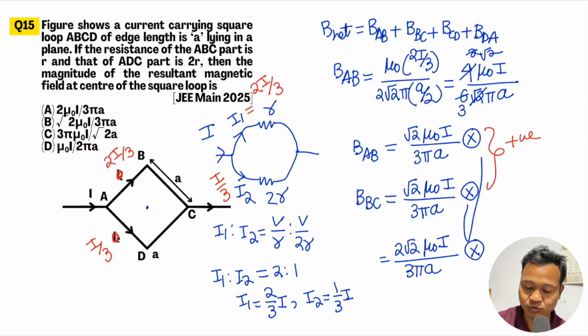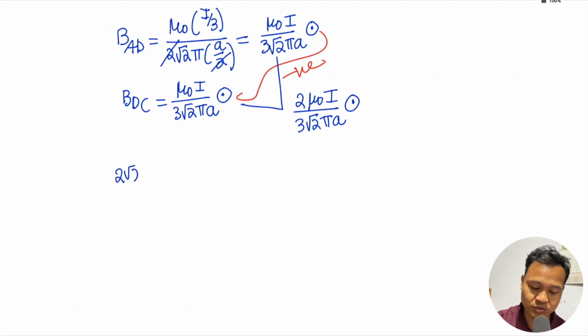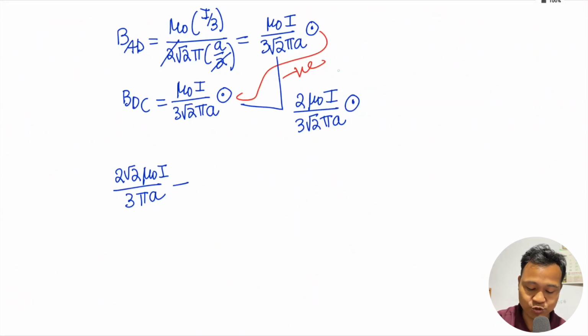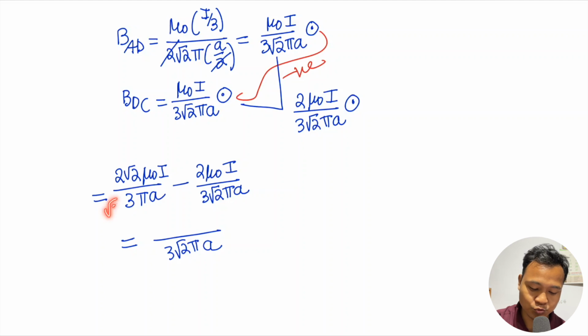Now I have to add these 2. The first resultant is inward, and the other is outward and negative. So you'll have 2 root 2 into mu naught into I divided by 3 pi A, minus, as it is outward and negative, 2 into mu naught into I divided by 3 root 2 into pi into A. So now I have to solve these 2. The denominator is 3 root 2 into pi into A.